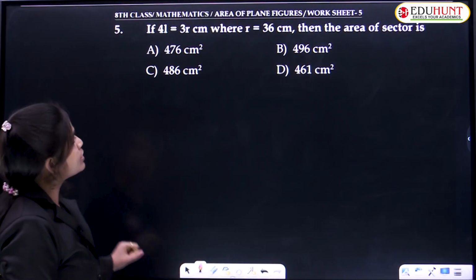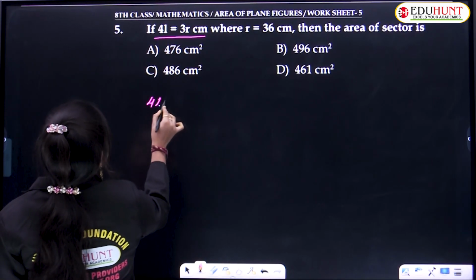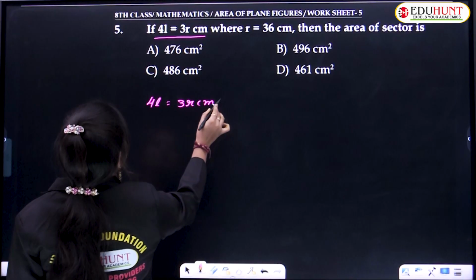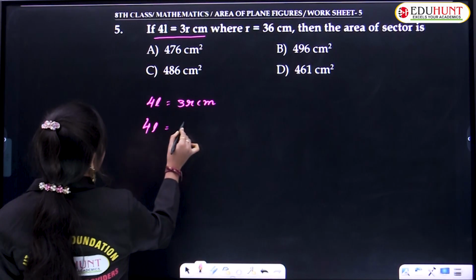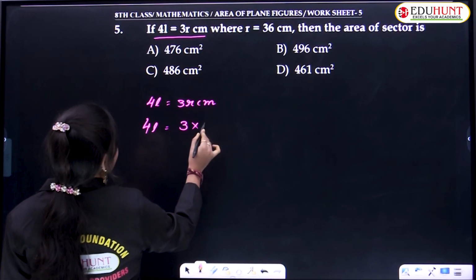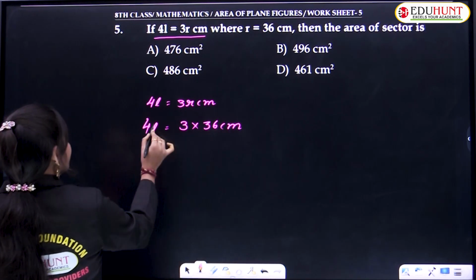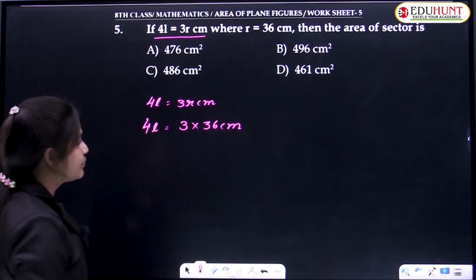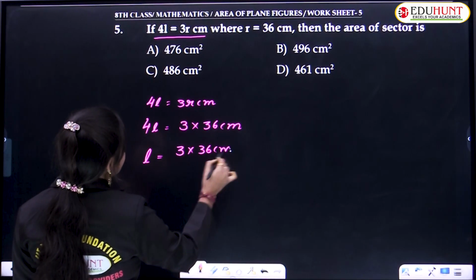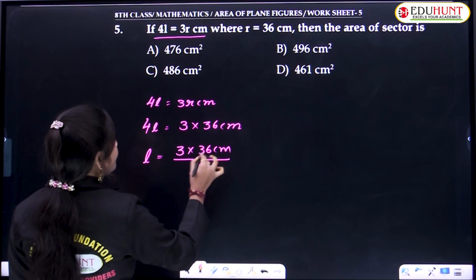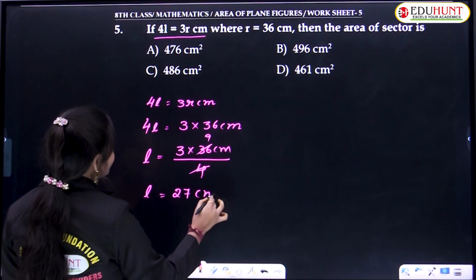Question number 5. This is also just like the previous one. See here, what is given? 4L is equal to 3R centimeters, where R is equal to 36 centimeters. 4L is equal to 3 into R is equal to 36 centimeters. Then the area of the sector. Here also first we need to find the L value. Then L is equal to 3 into 36 centimeters by 4. 4 ones, 4 nines, 36. Finally L is equal to 3 nines, 27 centimeters.